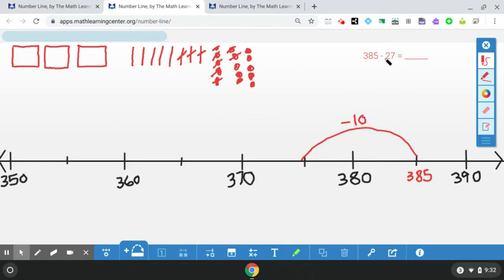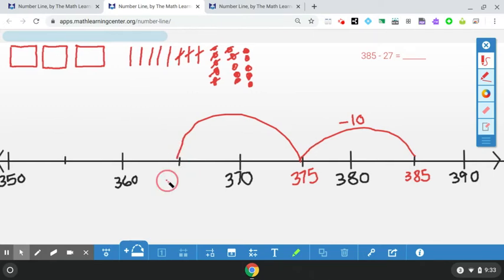And I need to go another 10. So 385, 375, and 10 less, you're right, would be 365. Okay, so we got to label that jump. Okay, and so now I know I've gone my 20. I need to go 7 more.